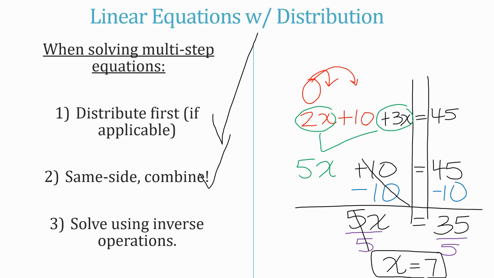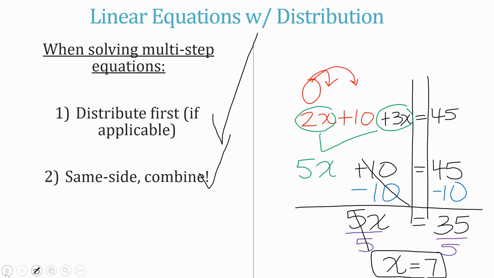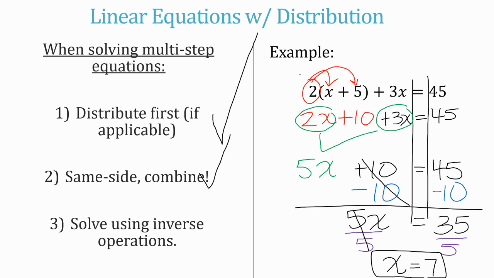So just to review the steps that we did, we distributed first. Then we combined our like terms because they were on the same side. We just added those coefficients. And then we solved using inverse operations. The opposite of addition was subtraction. That's why we subtracted. The opposite of multiplication was division. That's why we divided. And we got x equals 7.